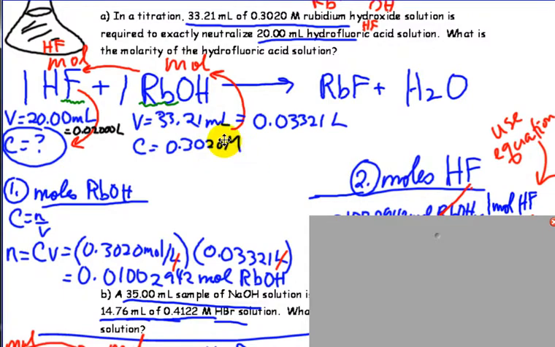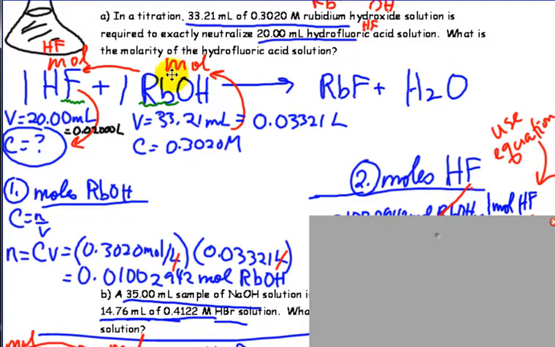So the first step, C equals n over V, or n is equal to C times V, so 0.3020 molar times, now we have to have our volume in liters, so 3 places to the left, 0.03321 liters, and I get 0.002942 moles of rubidium hydroxide. I won't round off yet because I'm going to use that in a further calculation. So far I'd be right here. I'd know how many moles of rubidium hydroxide I have.